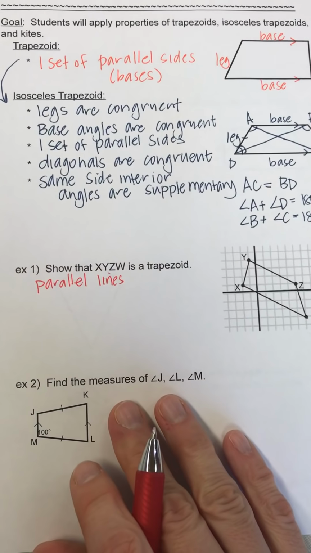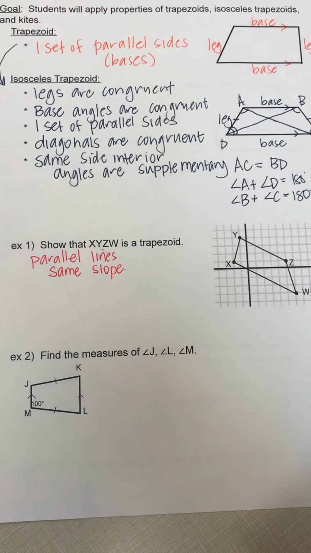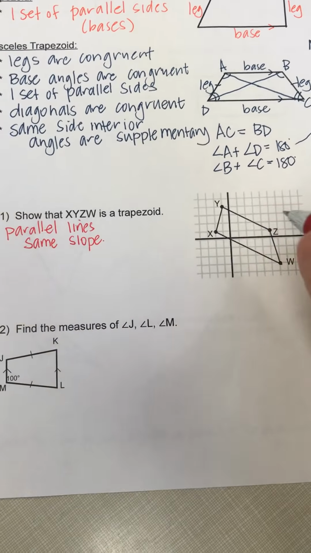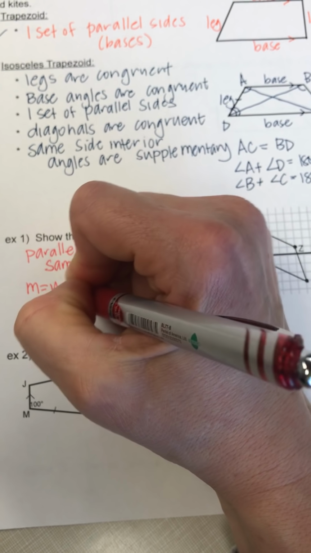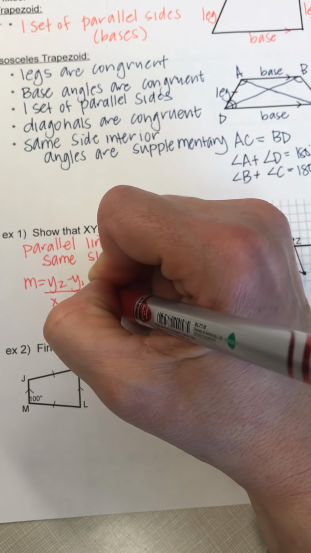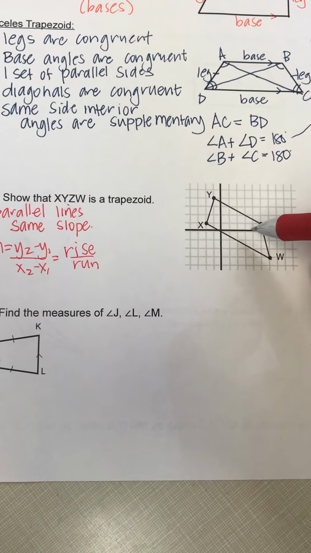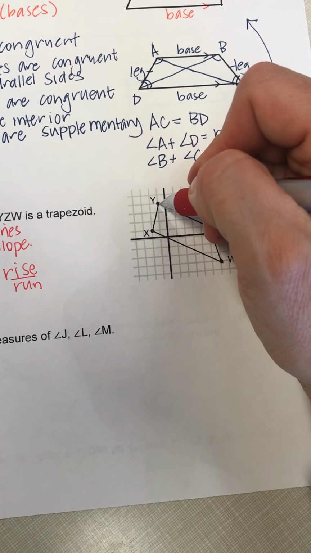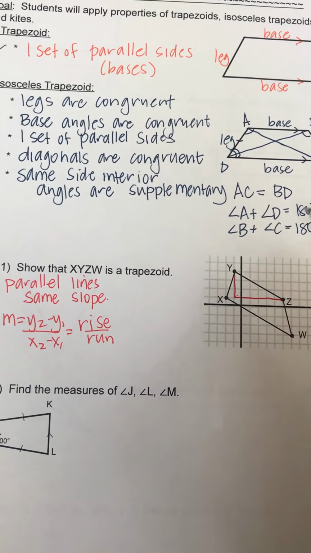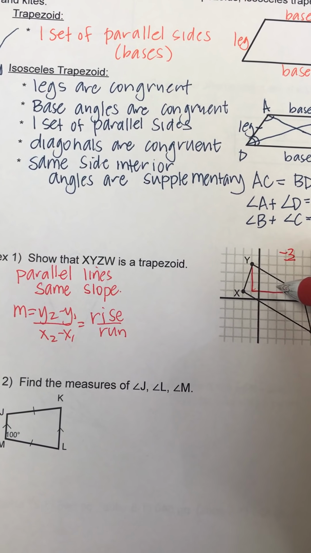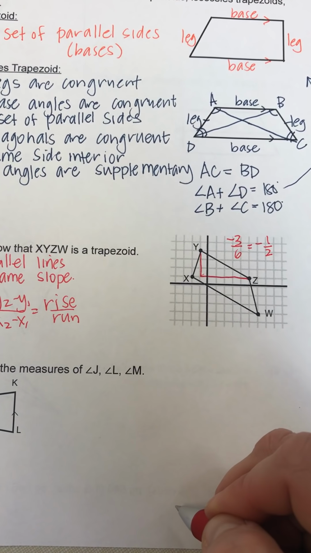So I want to have parallel lines. Parallel lines have the same slope. So I'm going to check and see, is this parallel to that? I can't just say it looks parallel. So I can either use the slope formula, or I can just do rise over run, since it's already on the graph. So I'm going to go from Y to Z. I go down 3 and then over 6. So negative 1/2 is my slope of YZ.